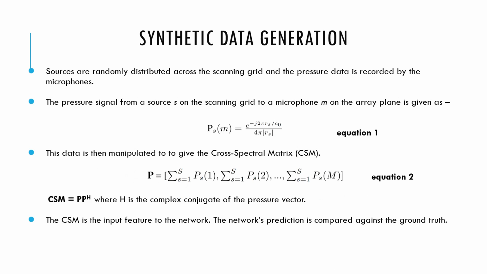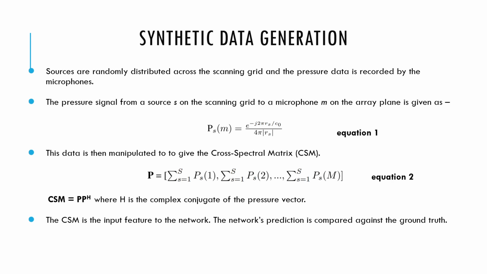The pressure signal from a source S on the scanning grid to a microphone M on the array plane is given by equation 1, where Rs is the distance between the source and the microphone, and C0 is the speed of sound in air. Pressure signals from each source are added at each microphone to generate the pressure vector P, which is given by equation 2.